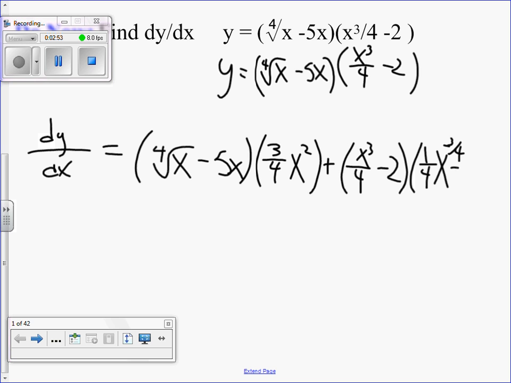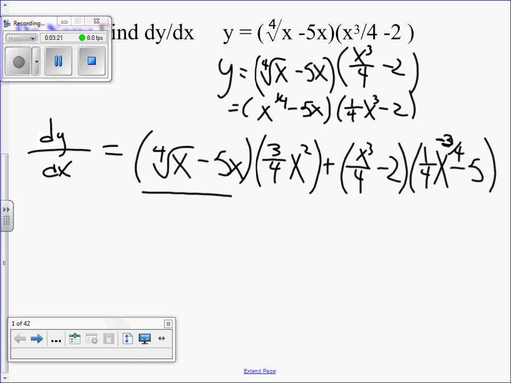That's negative 3/4. Yeah, that's just a negative 3/4. Good job. Very nice job. Now, to do this, you really had to rewrite y as the product of x to the 1/4 minus 5x times 1/4 x cubed minus 2. So apply the product rule: first times derivative of the second plus the second times derivative of the first. Take a look. See if you're not clear on any of those parts.